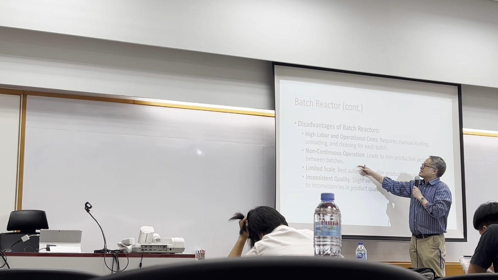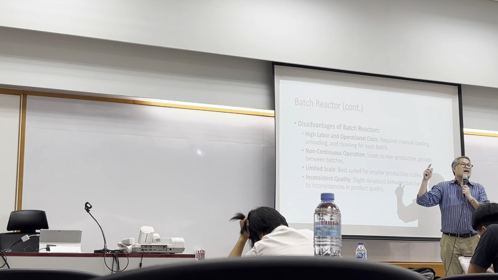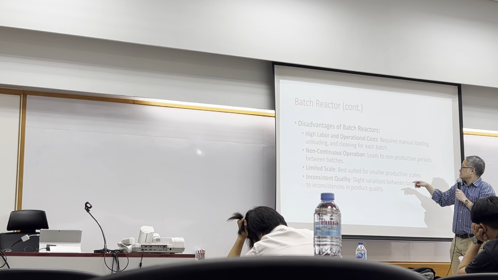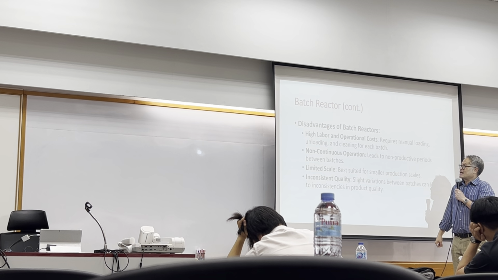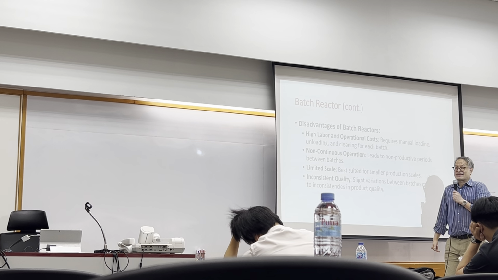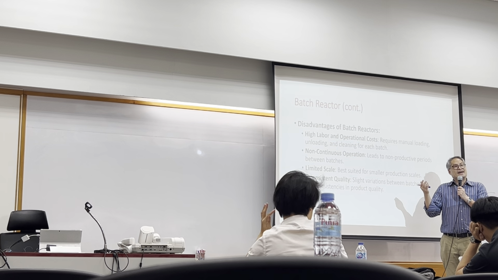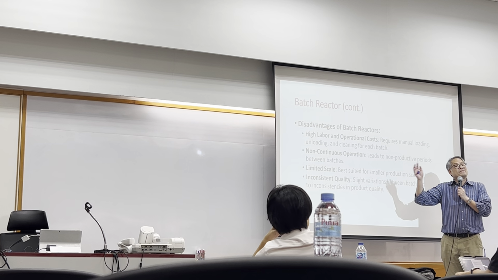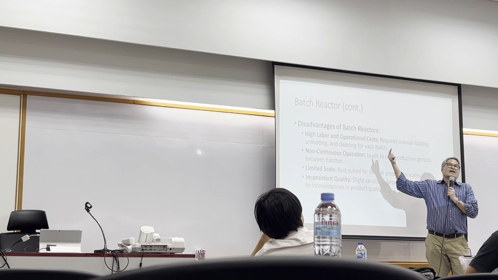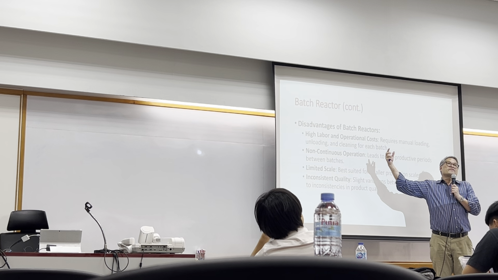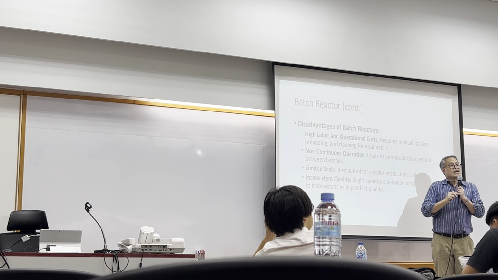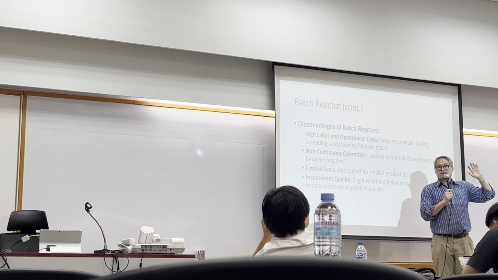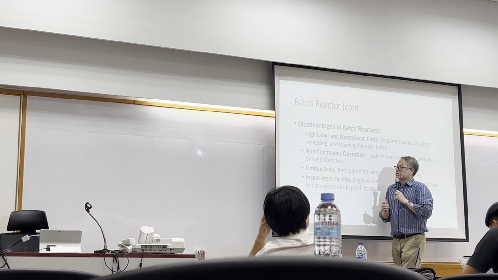And it's non-continuous, so there is some downtime between production of each batch. Limited scale, so it's best suited for smaller production. Inconsistent, because if you don't control it well, batch number 1 and batch number 2 might be different. In contrast, if you operate in continuous mode, everything is at steady state, so the quality of the product is consistent, okay? So that's the batch reactor.